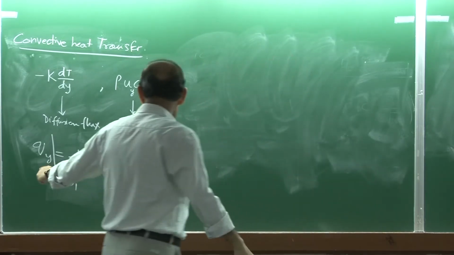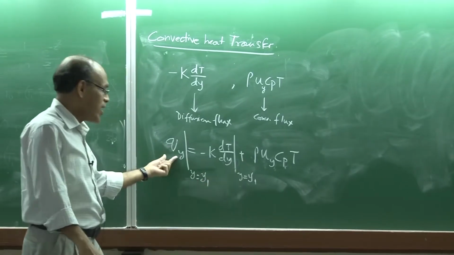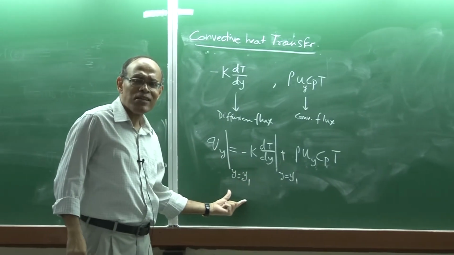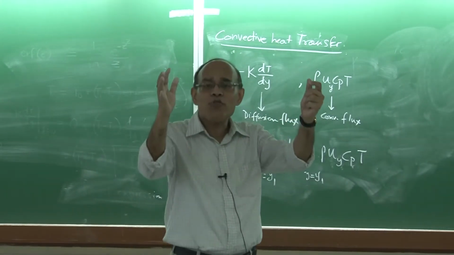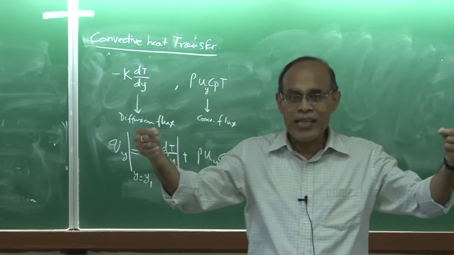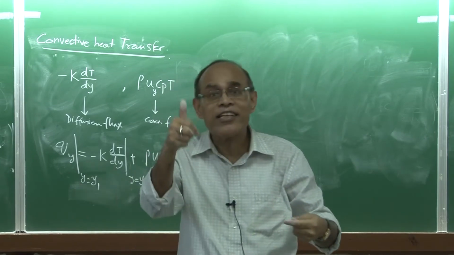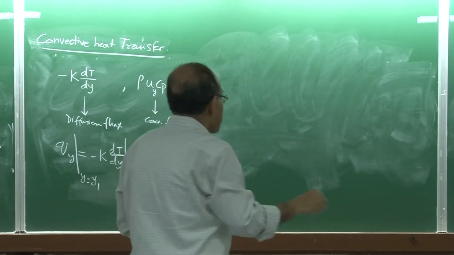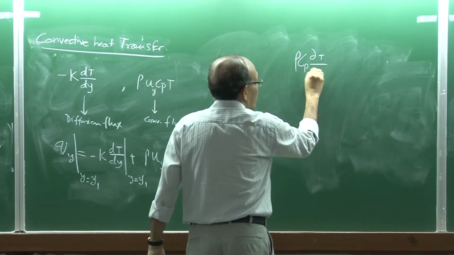Just like the way I have written the y direction total flux, I could write an x direction total flux and a z direction total flux. Just like the way I have taken a control volume and done a thermal energy balance, with heat energy coming into the control volume and going out in all three directions, and I have shown you this equation already.